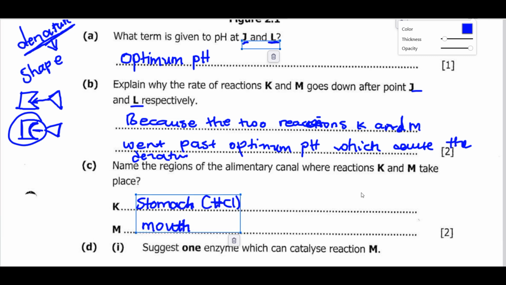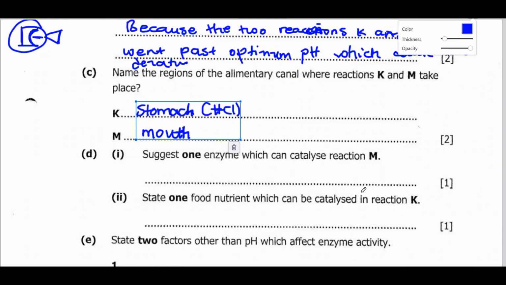So we move on to question D1. Suggest one enzyme which can catalyze reaction M. So since we have chosen M to be in the region of the mouth, then the enzyme that we can look at here is salivary amylase.